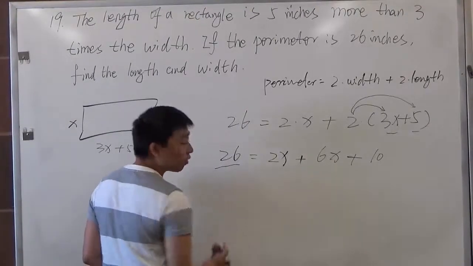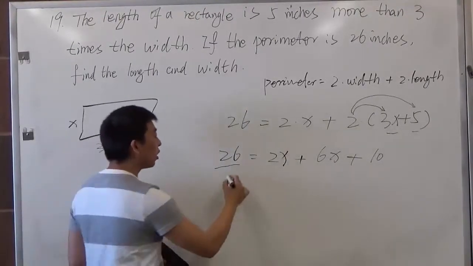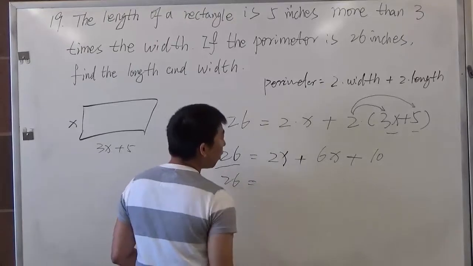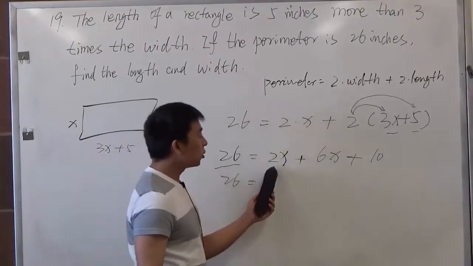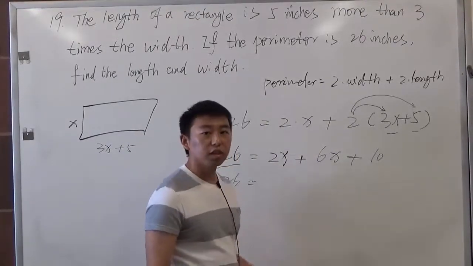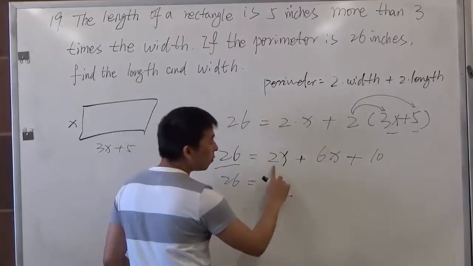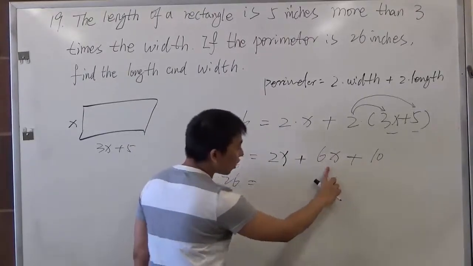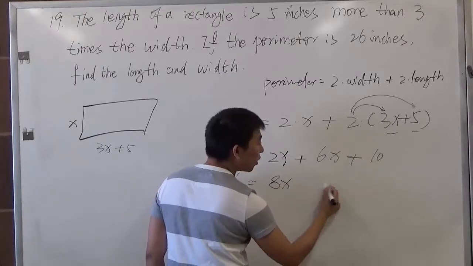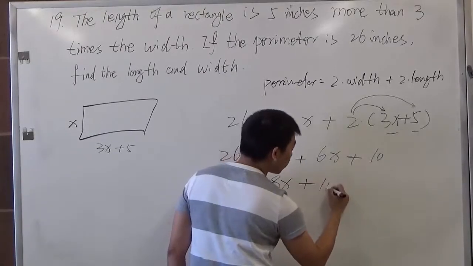Then we can simplify this equation. Here on this side we have a number, 26. We just write it down. And on this side we have a 2x and we have the 6x. Both x terms we can combine. So 2x plus 6x gives us 8x. Then just the number plus 10.